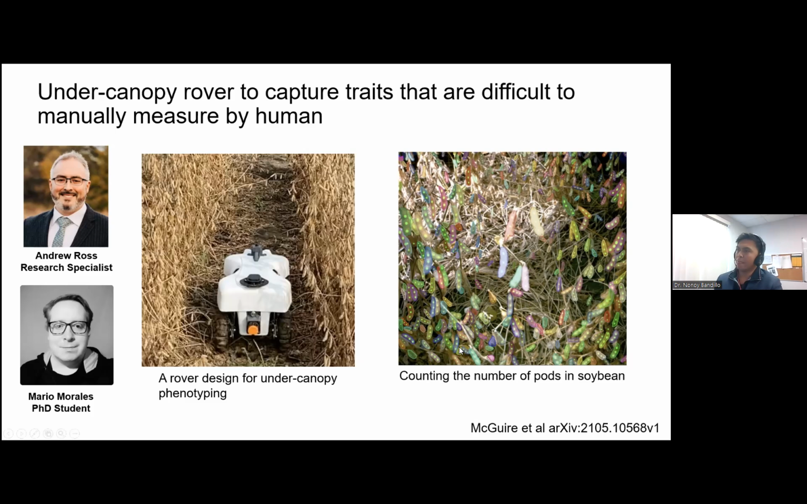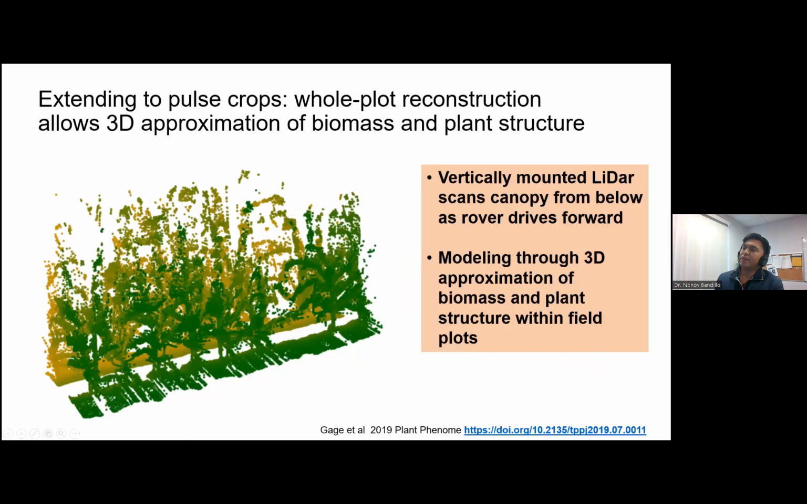Okay. And you can also do some 3D approximation using that robot. So if you're interested to know the amount of biomass that each plant has, then I think you can use that robot to model the biomass or any plant structure within field plots. Okay.